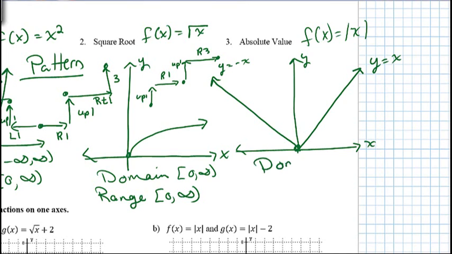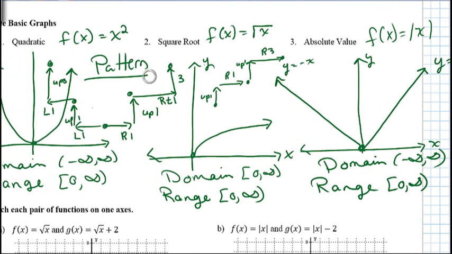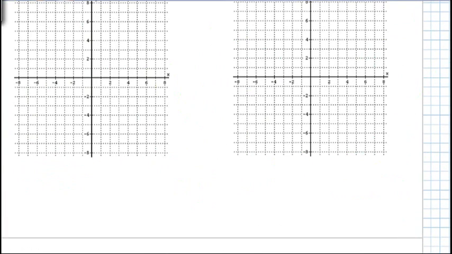Okay, and then the domain. So it goes to the right and left forever, so that's negative infinity to infinity. And the range starts at 0 and goes up forever. So 0 to infinity. Okay, so those are the graphs. So you need to have these shapes memorized. Also a good idea if you have these patterns memorized so that you can use the pattern to find additional points for those graphs as well.